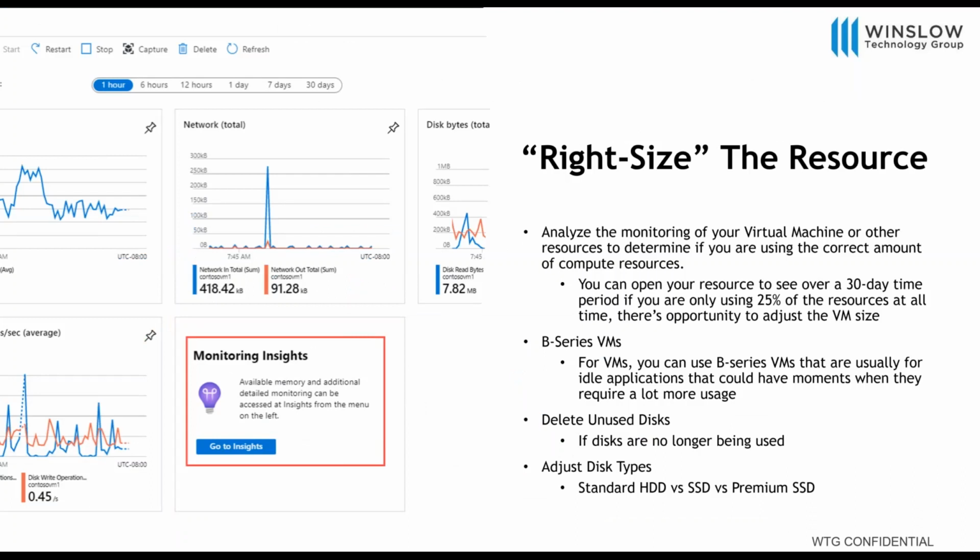That next area is going to be right sizing the resource. This one's more of a manual process, or you can pair that up with the Azure Advisor that's coming up to see what that might look like.